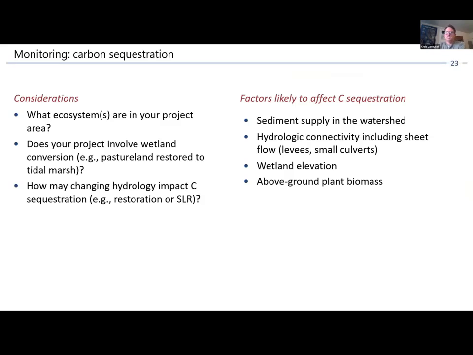So for carbon sequestration, I'll go over this pretty quickly because John covered this well. But again, you want to ask, what ecosystems are in your project area and whether your project involves wetland conversion. And you may want to know something about how changing hydrology as well can affect your carbon sequestration. So are you restoring a site? Are you concerned about long-term sea level rise, for example?